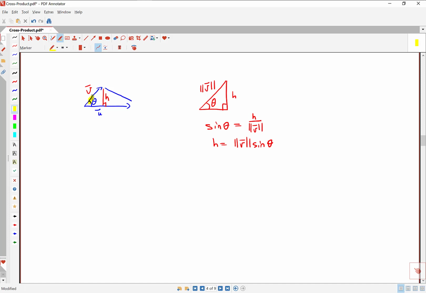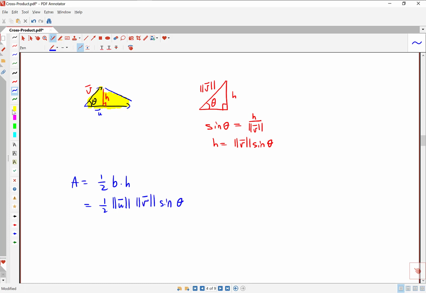What we're trying to do is find the area of this big blue triangle here. So we could say area is going to be half the base times the height. And we know the base is the length of u. So we've got half the length of u times the length of v times sine theta.